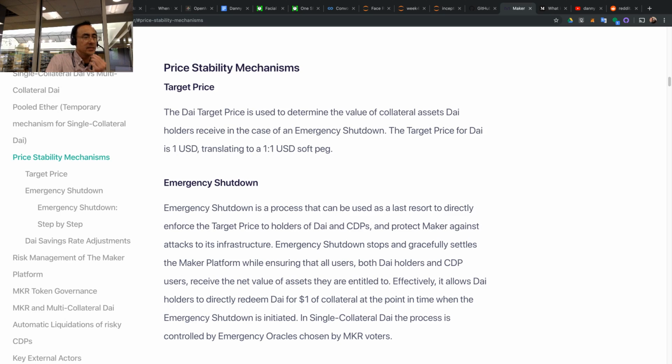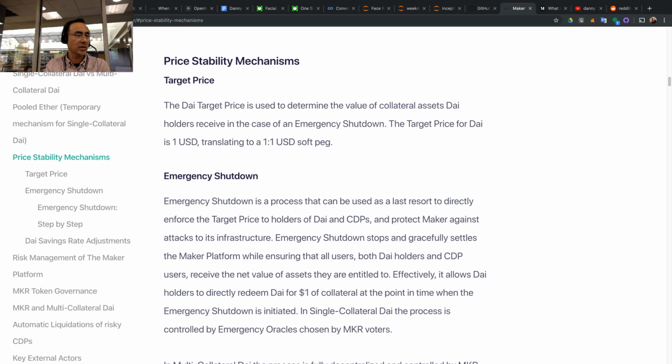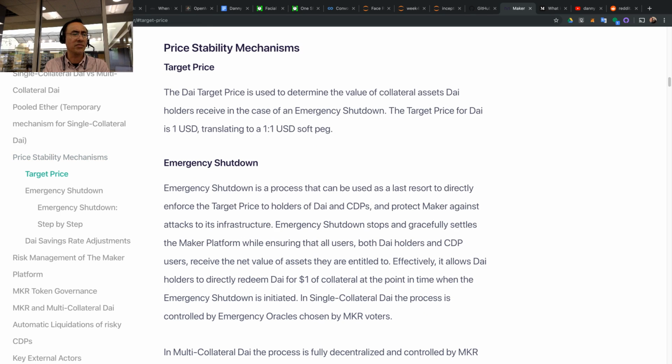The DAI target price is used to determine the value of collateral assets DAI holders receive in the case of emergency shutdown. The target price for DAI is 1 USD, translating to a 1 to 1 USD soft peg. Okay, this is the one I don't get. How do you soft peg this?